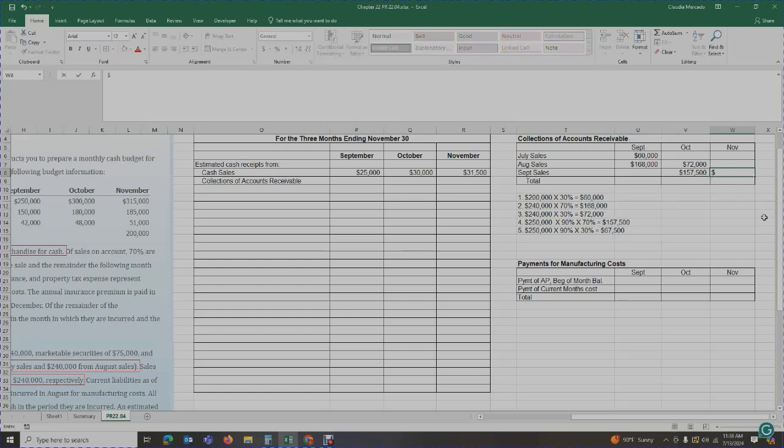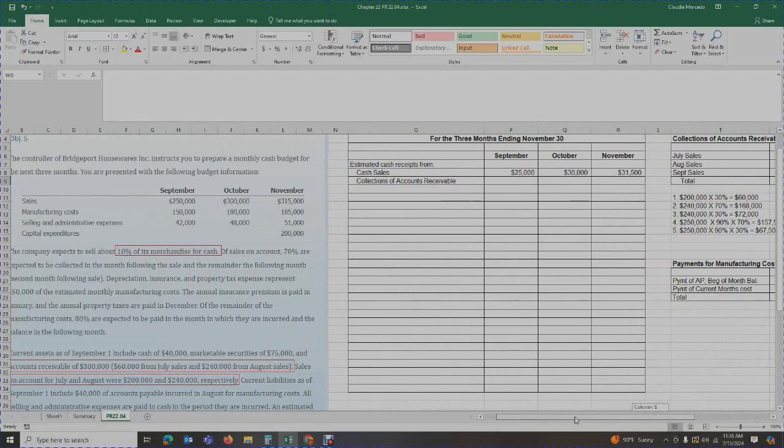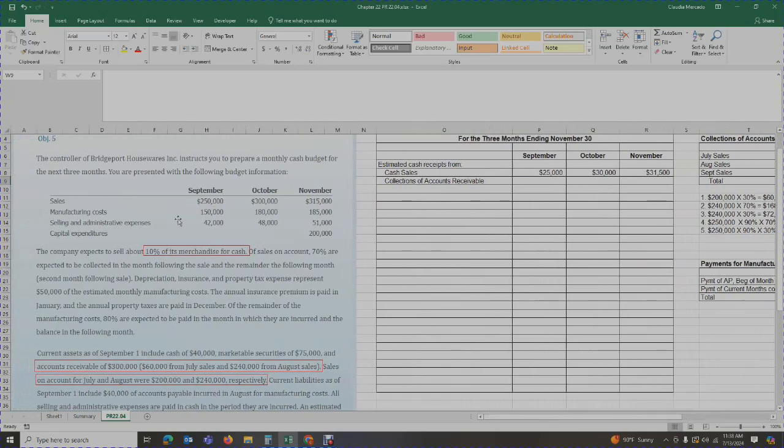Okay? Of 67,500. What else am I going to collect in November? So we're going to go back to the data. We've already tackled September. September is going to be collected in October and November. So now we're going to go ahead and do October.